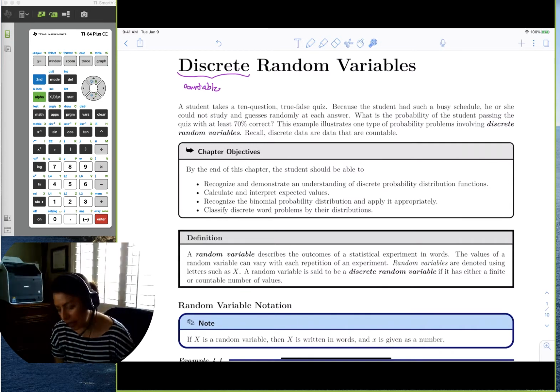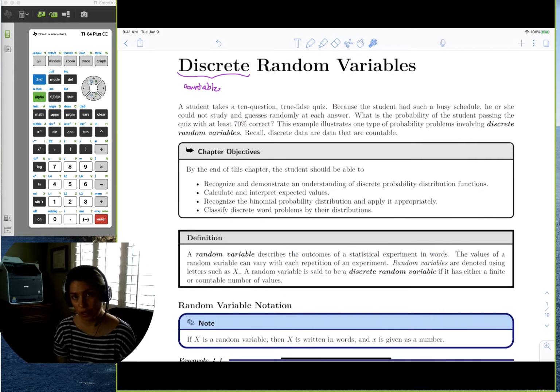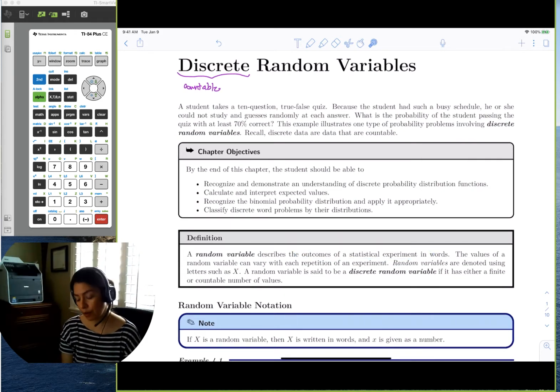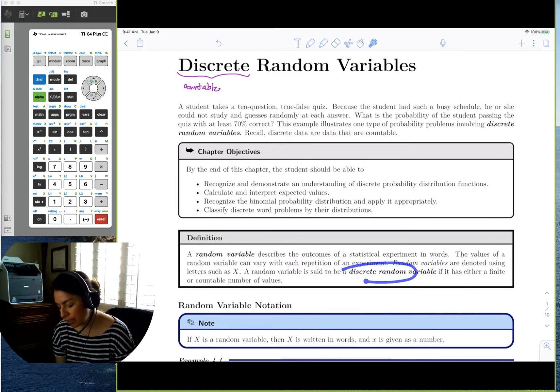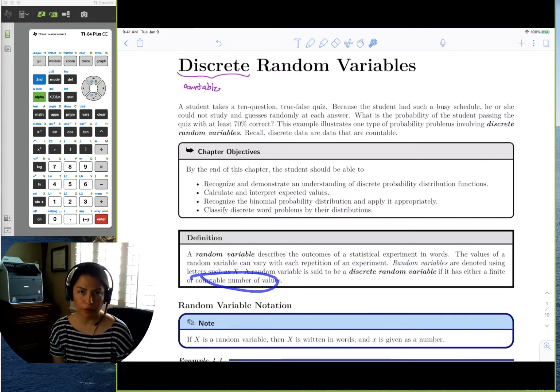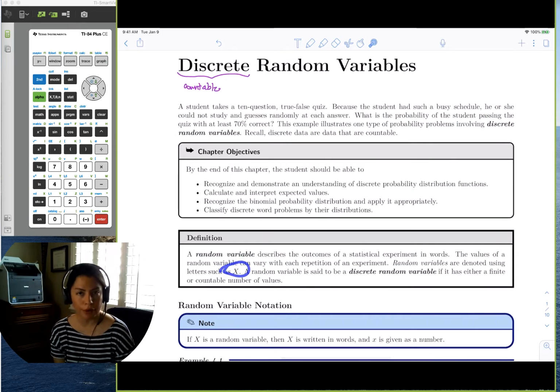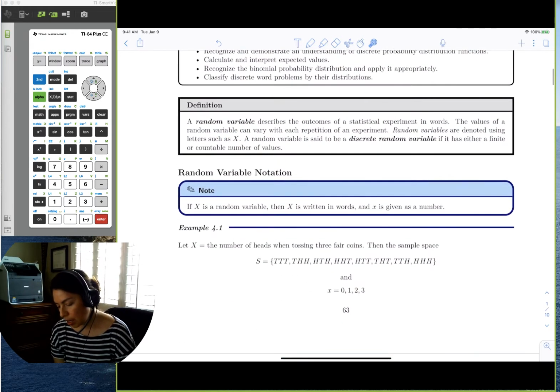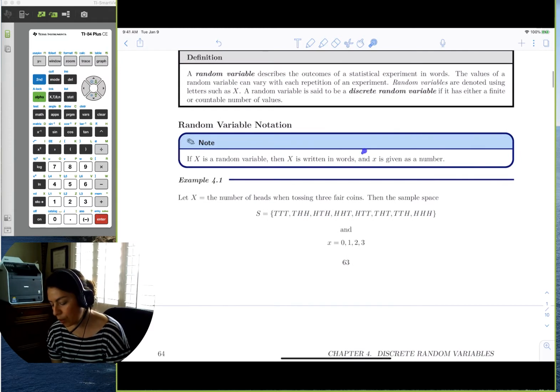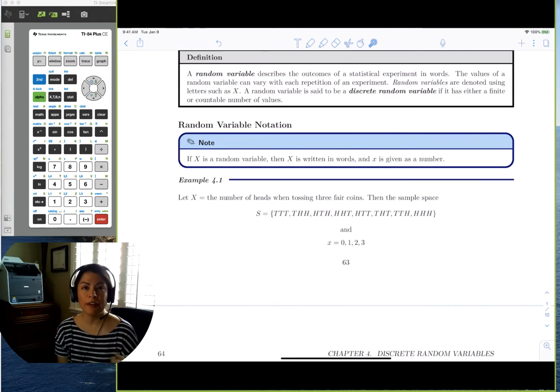Okay, so a random variable describes the outcomes of a statistical experiment in words. So we assign that random variable a capital letter X. It's usually capital X. And it's known to be discrete if it has a countable number of values. And so the random variable, again, we can write it out and then we just denote it by a capital X. All right, and then the small x would be given as a number, like which event of this random variable are we on? Which trial are we on?